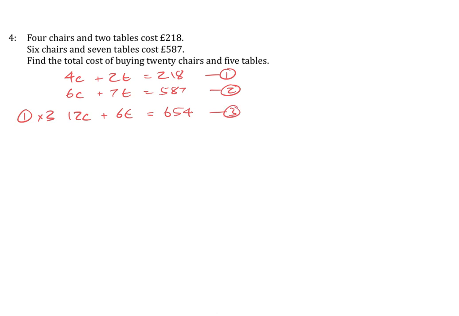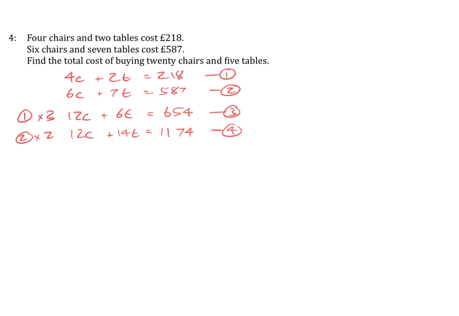And then I take equation number 2 and I multiply that by 2. That will give me 12c plus 14t equals £1,174, and that is equation number 4. And clearly you can see now I have a 12c here and a 12c here, so I can subtract my equations and the c's will disappear.